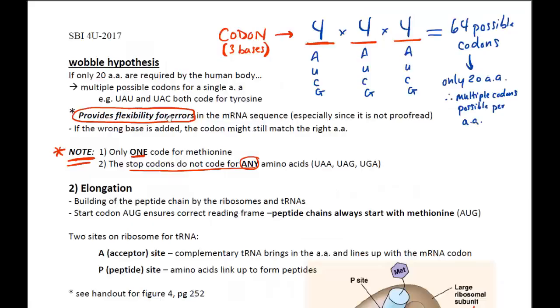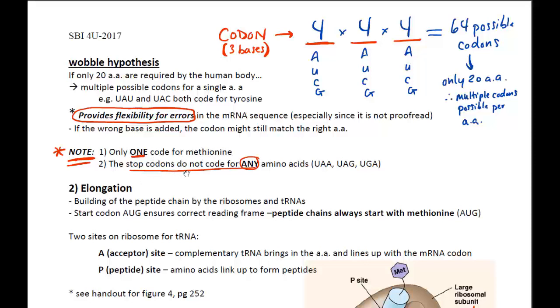Why is that so great? Well, it means that you've got flexibility for errors. Remember that we are not proofreading this when we transcribe very well. We do a little bit, but very, very little. RNA polymerase just goes for it and transcribes that DNA into the mRNA. So there's a lot of flexibility then for errors when you can mess up a code in 1 or 2 positions and still end up with the right amino acid. So that's great. But again, there's only 1 code for methionine and actually only 1 for tryptophan as well.